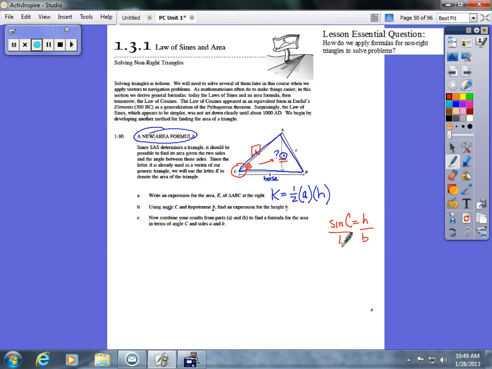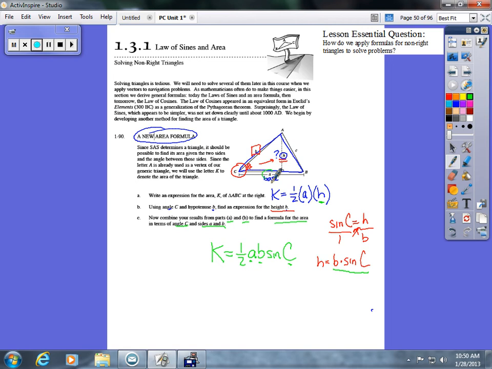Now it says find an expression for the height h. That means we should get h by itself. So to get h by itself, I'm going to have to cross multiply, and I get h equals b times the sine of C. Last, combine my results from part A and part B to find a formula for the area in terms of angle C and sides a, b. So if I take h and substitute it here for h, I end up with an area K equaling 1/2 ab sine of C. So if I have side, angle, side, I can find the area.